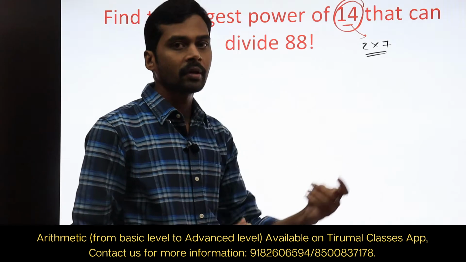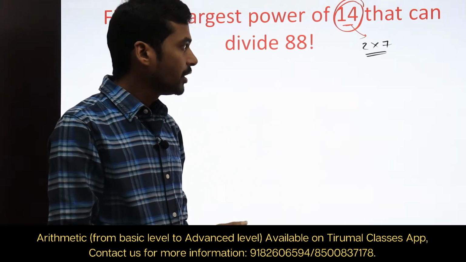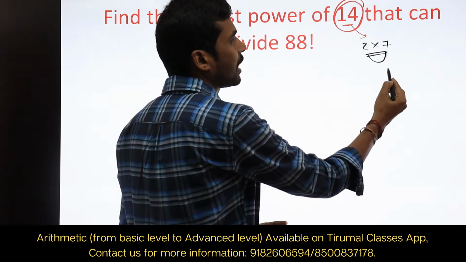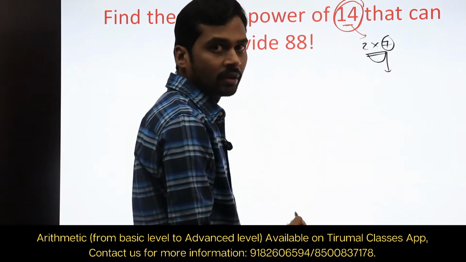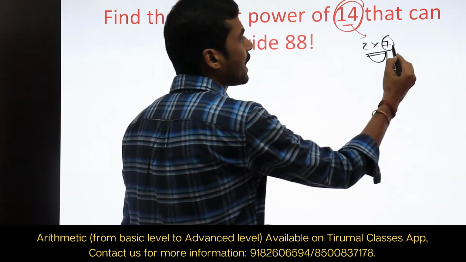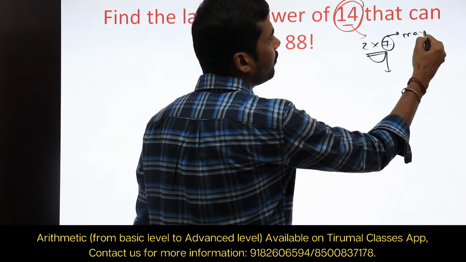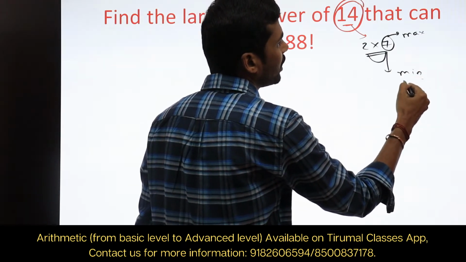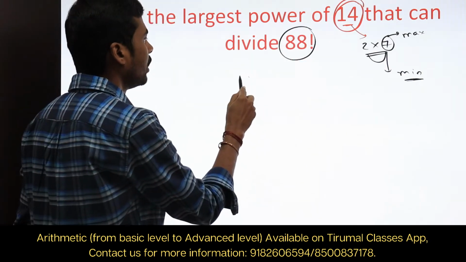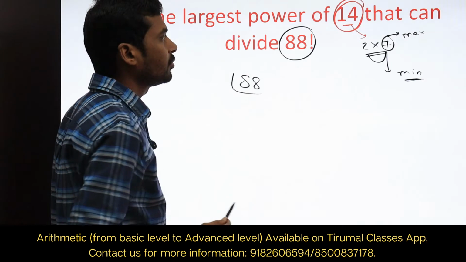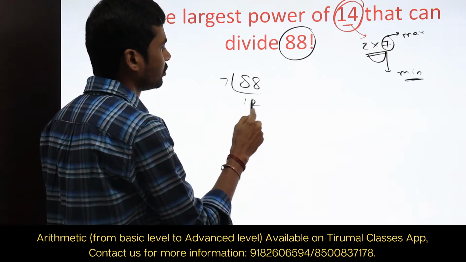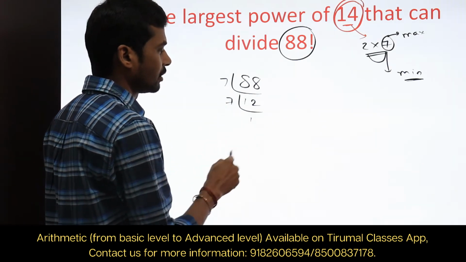So both 2 and 7 are prime numbers. As I already told you, out of these two numbers, whichever is the maximum value, that is 7. The maximum number will always give you the minimum value. So that's why we can directly divide the given factorial with the maximum number. So I should divide 88 with 7. 88 divided by 7 gives 12, and 12 divided by 7 gives 1, right?